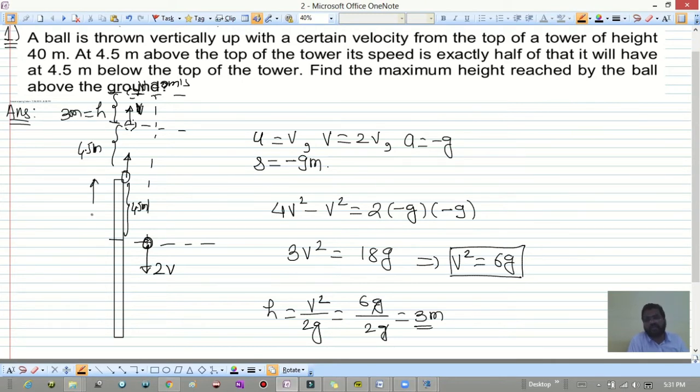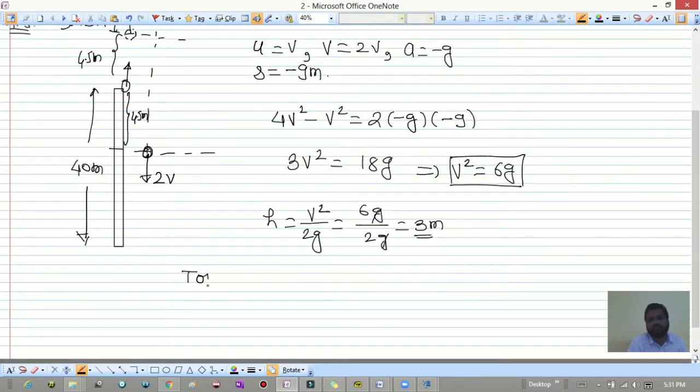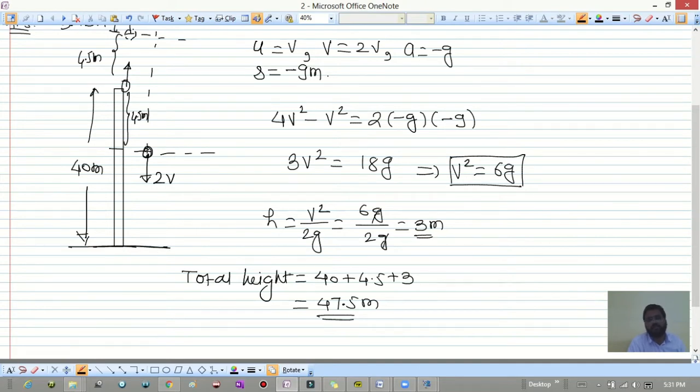So the height of the tower is 40 meter. So the total height we want, so here the total height is, as you can see, 40 plus 4.5 plus 3, and that is 47.5 meter. So above the ground, the maximum height of the ball is 47.5 meter. So I hope this is clear.